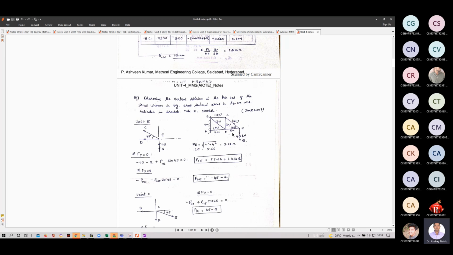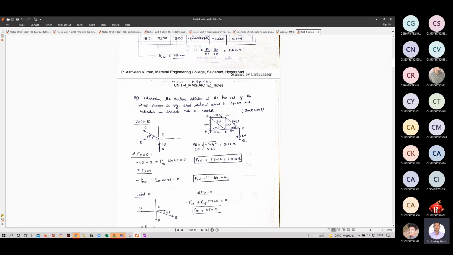So 4 meter, 4 meter, 4 meter. So 45-degree angle. So it's easy to do. And 45 kilonewton force is applied here. Determine the vertical deflection at the free end of the truss shown. Cross-sectional areas are in square centimeter.